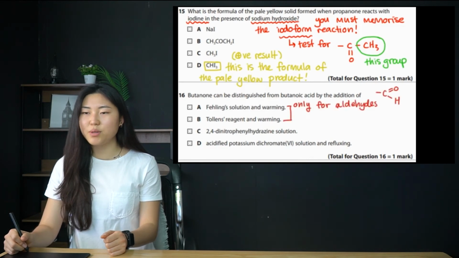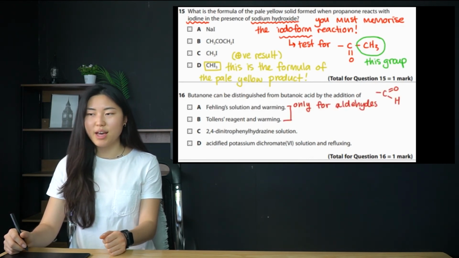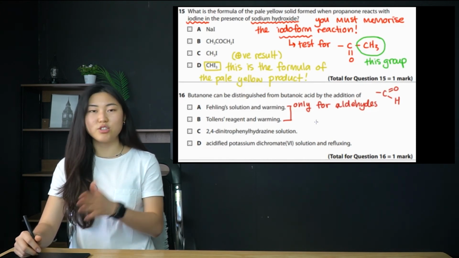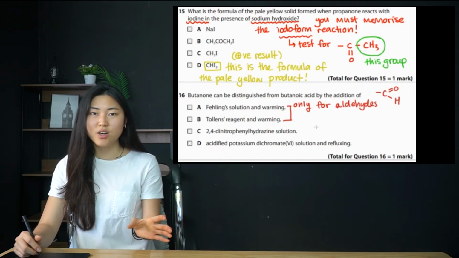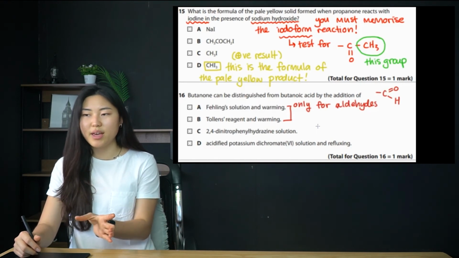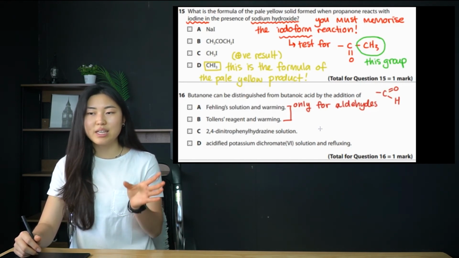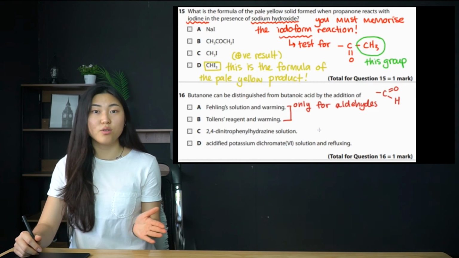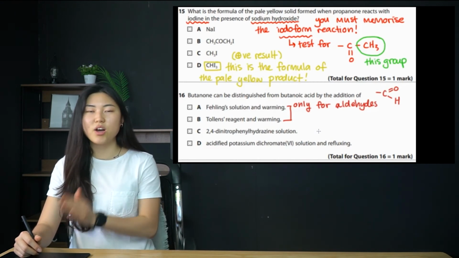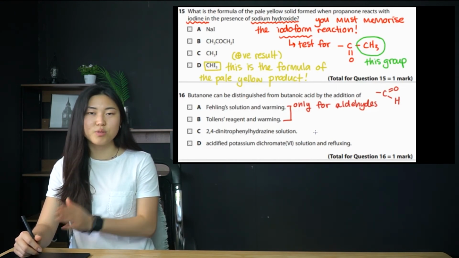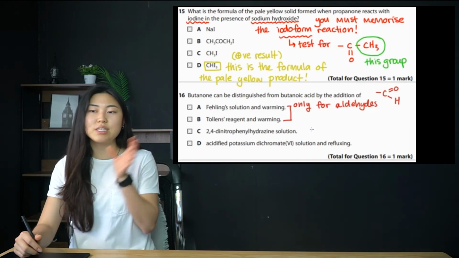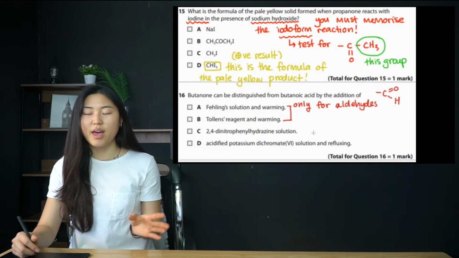And question 16, butanone can be distinguished from butanoic acid by the addition of. So we're going to try and differentiate between butanone, which is a ketone, and butanoic acid. Okay, butanone, a ketone, has a carbonyl group, right? Butanoic acid has a carboxylic acid group. So it's a carboxyl group versus a carbonyl group, okay?